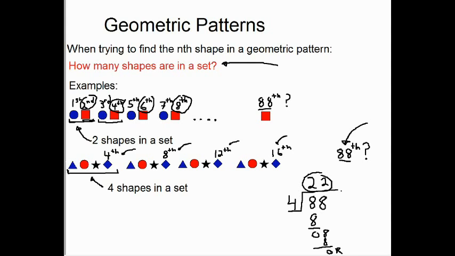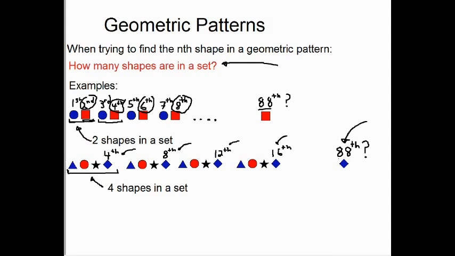Because it goes in evenly, we know we're going to have that blue square turned on its vertex in the 88th position. And again, we know that because every fourth shape here is a blue square turned on its vertex, and because 88 is a multiple of 4, in other words, if I kept counting in 4s, eventually I would get to 88, that 88th shape has to be the blue square turned on its vertex.